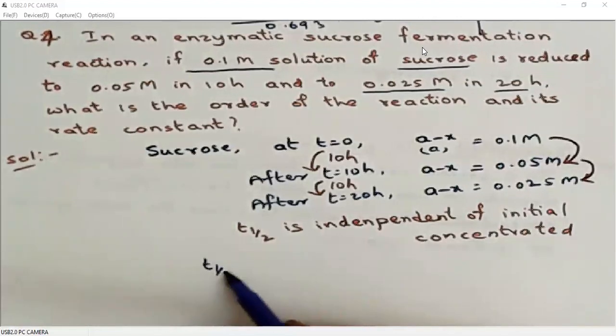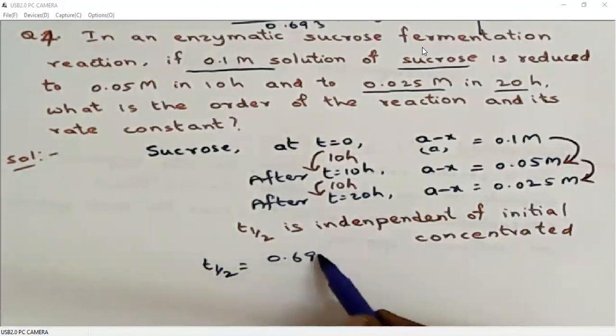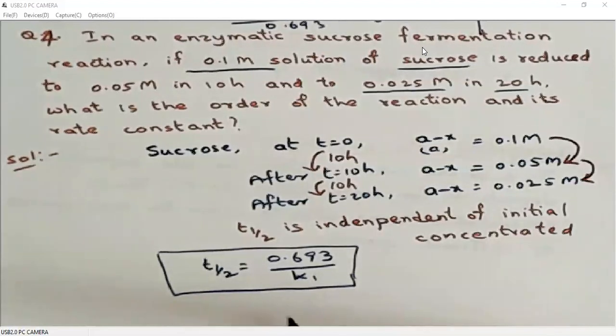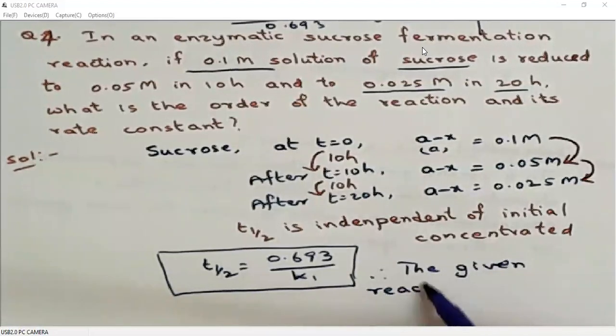For a first order reaction, the expression for half-life is 0.693 by K1. Here we don't have the concentration of reactants. That means T half of a first order reaction is independent of the concentration of the reactant. Therefore, the given reaction is a first order reaction.